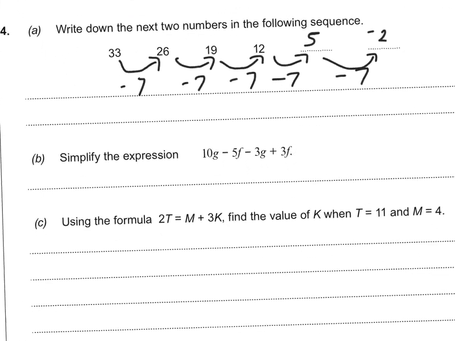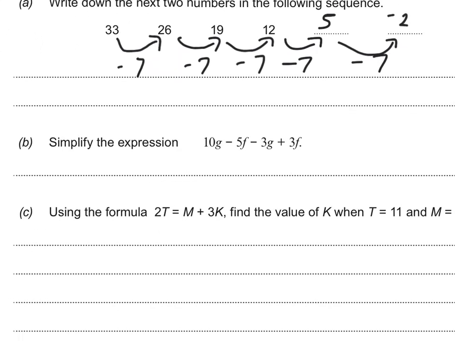On to 4 part B then. I'm just going to zoom in to help me explain here. Simplify the expression 10g, take away 5f, take away 3g plus 3f. So remember, we can only collect like terms. So we can only bring lots of g together, lots of f together, lots of x squared in a different question, wherever it might be.